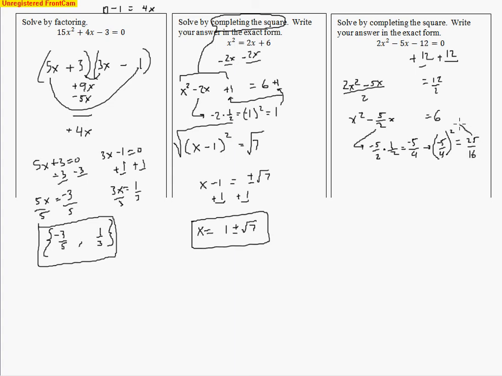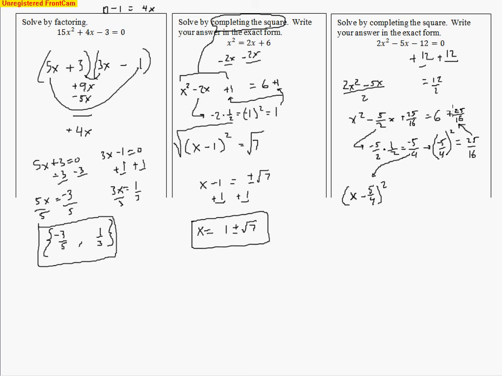So here's the tough part. We've got to add 25/16 to 6. Add 25/16 to complete the square. And the factoring is really easy. It's whatever you get for half your b term. X minus 5/4 quantity squared. Whatever half the b term is always goes inside the parentheses.